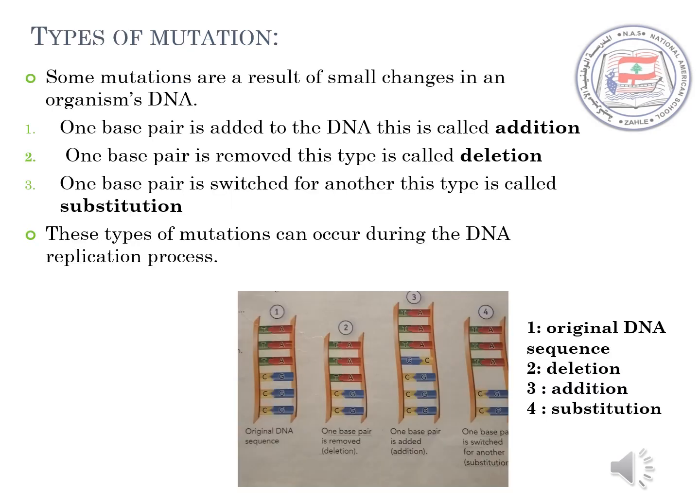Types of mutation. Some mutations are a result of small changes in an organism's DNA. When one base pair is added to the DNA, this is called addition. When one base pair is removed, this type is called deletion. When one base pair is switched for another type, this is called substitution. These types of mutations can occur during the DNA replication process.